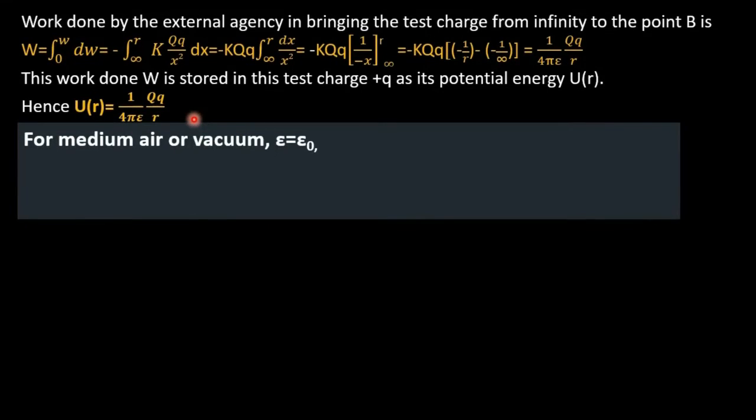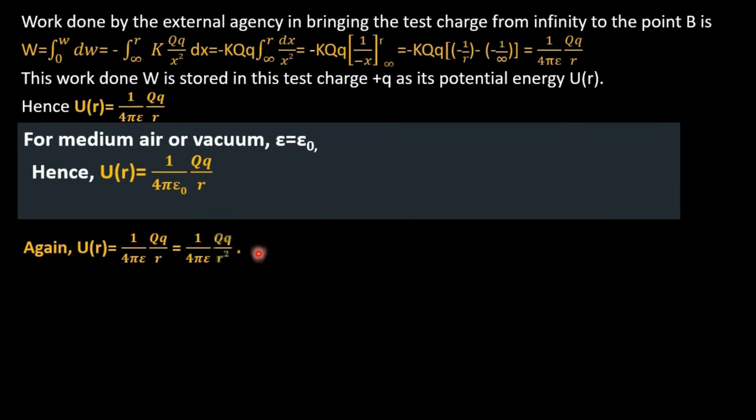But when we take the medium air or vacuum, then the permittivity epsilon becomes equal to epsilon naught. So the potential energy will take this form, that means 1 by 4 pi epsilon naught Q q divided by r. Now, what is permittivity? We will discuss it in a different video, but to understand simply, we have to take it as the measure of field lines which is allowed by a medium to go inside of it.